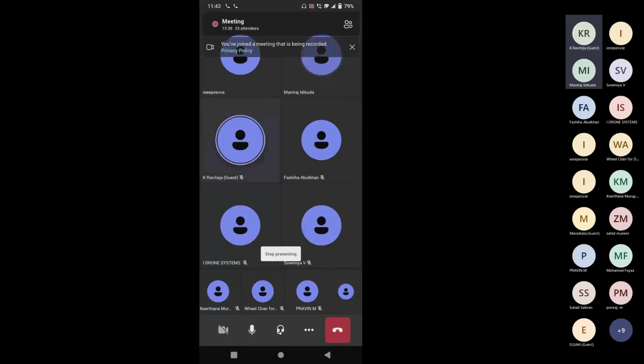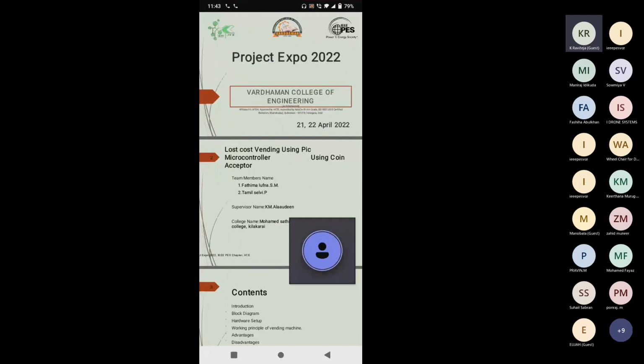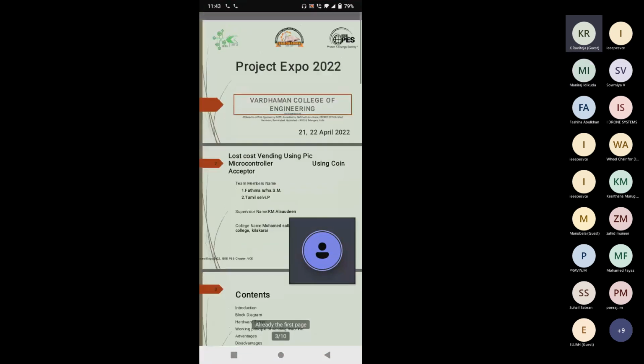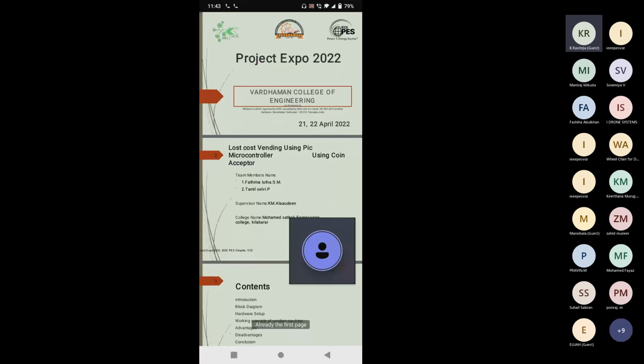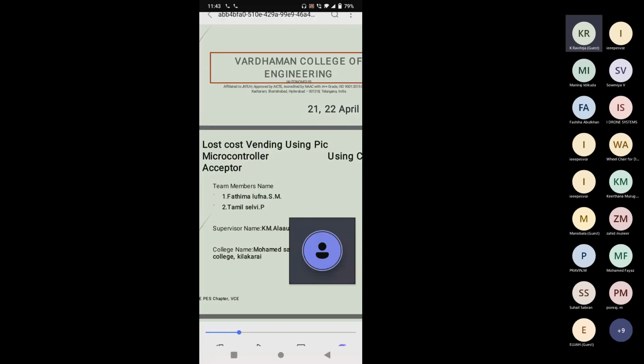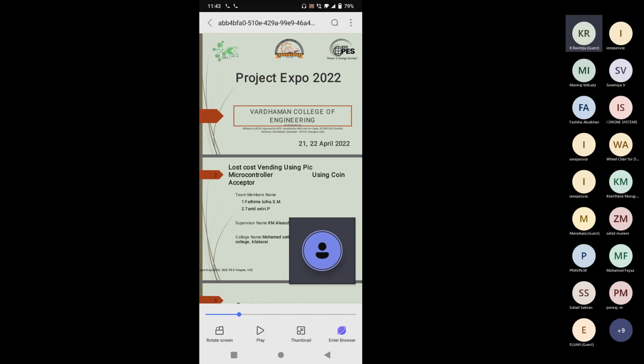Good morning to everyone. First of all, thank you for the wonderful opportunity for us. I introduce myself, Fatima Lufna, and myself, Tamil Selvi. We are pursuing ECE in Mohamed Sathak Engineering College.